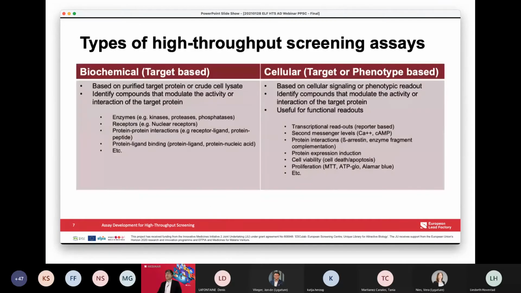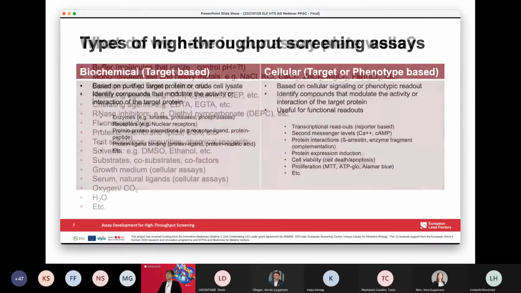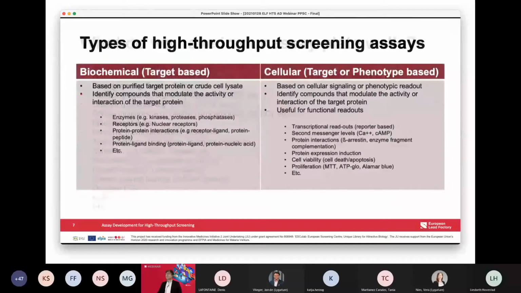There are mainly 2 types of HTS assays: biochemical target-centric assays that require purified proteins or crude cellular lysates that contain the target. Typically, these are used for enzymes, receptors, protein-protein interactions, or protein interactions with nucleic acids. And we have also cellular assays that are employed for both target-centric but also phenotypic readouts.